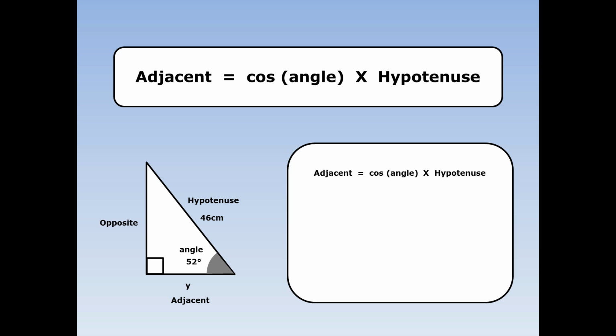So start off by writing out the formula. Adjacent is the cos of the angle times the hypotenuse. Fill in your numbers. The angle is 52, so we're looking at the cos of 52 times 46. Now if I type in cos 52, I end up with 0.616 on my calculator times 46. And that's equal to 28.3. So on this triangle, the adjacent side is 28.3.